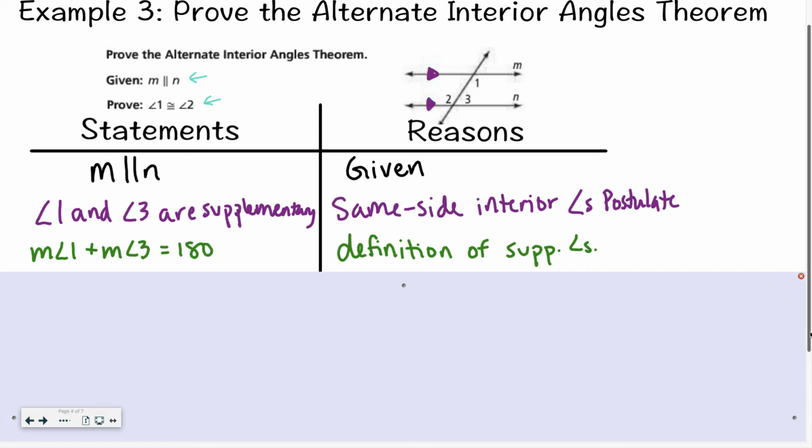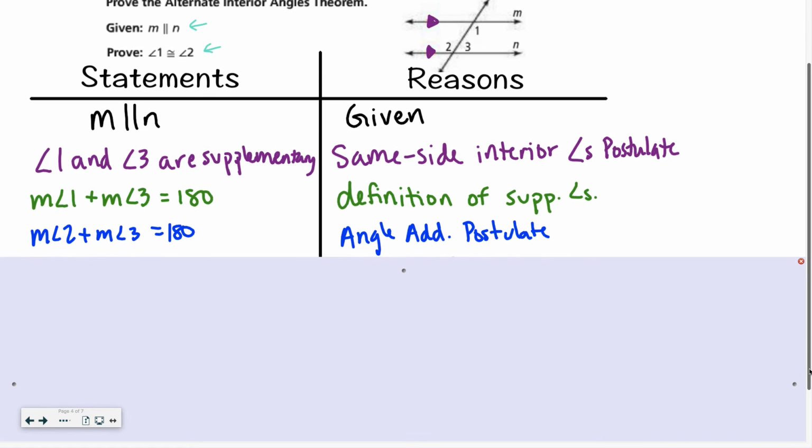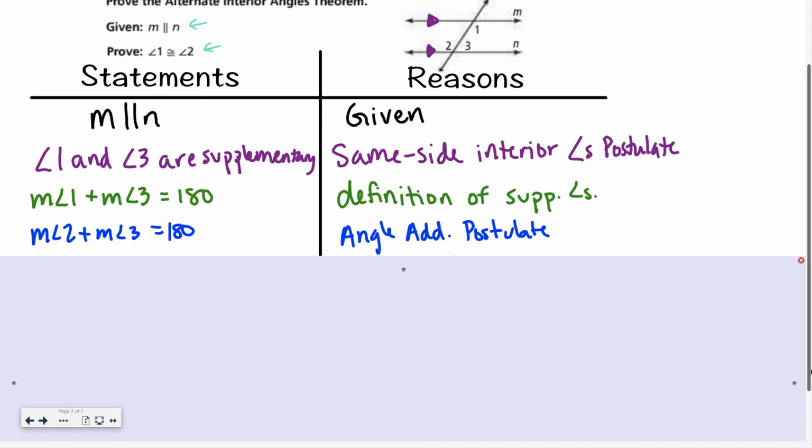How are angle 2 and angle 3 related? Well, they form a linear pair, and I can say the measure of angle 2 plus the measure of angle 3 equals 180. That's just adding my two angles together, so angle addition postulate. If you also said, instead of angle addition postulate, definition of linear pairs, I'm okay with that as well.